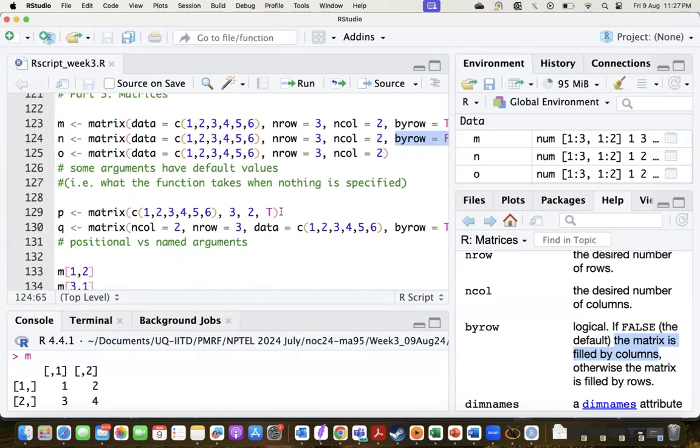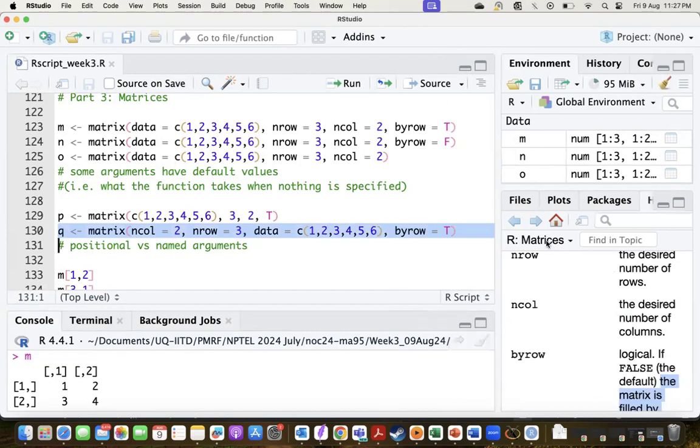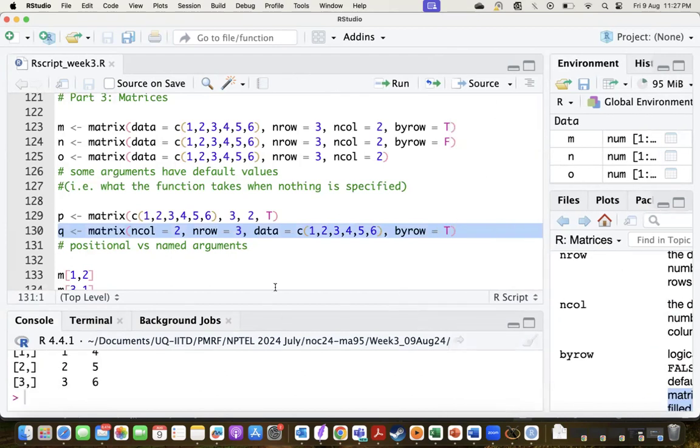Okay. Now, you saw there are these 4 arguments: data, nrow, ncol, and byrow. Now you see this line number 130, for example. I can shuffle up the order of these elements. Since they're named elements, I can write ncol first. I can write nrow later. I can write data after that. I could have also written this somewhere here.